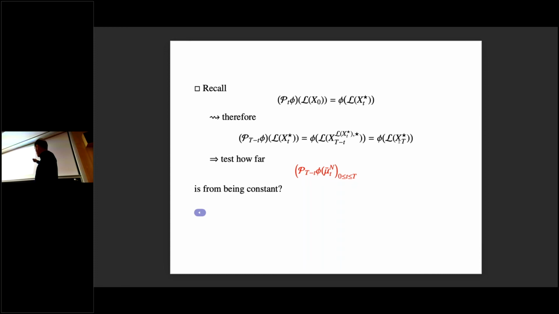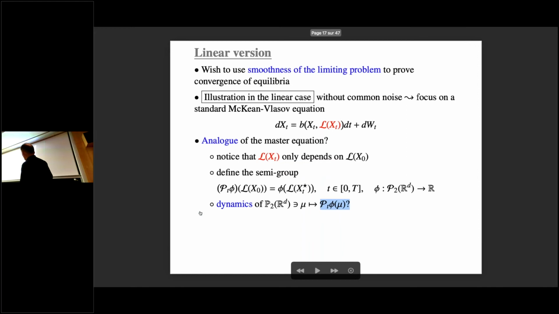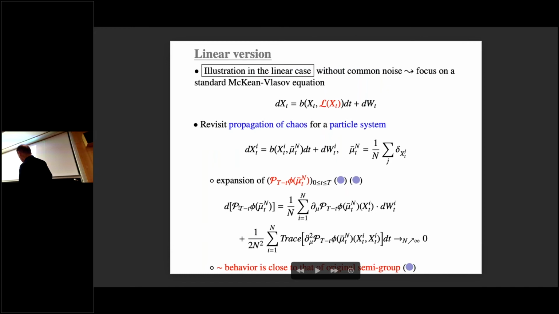And so now you expect that when you replace the theoretical measure by the empirical measure, this should be very close to zero. And certainly this is a way to visualize the fact that mu bar n is very close to mu. So what I'm going to do is exactly that. I expand, so you take the time derivative of the semigroup evaluated at mu bar n t. And so I think that this is the second button here. So this is the computation.